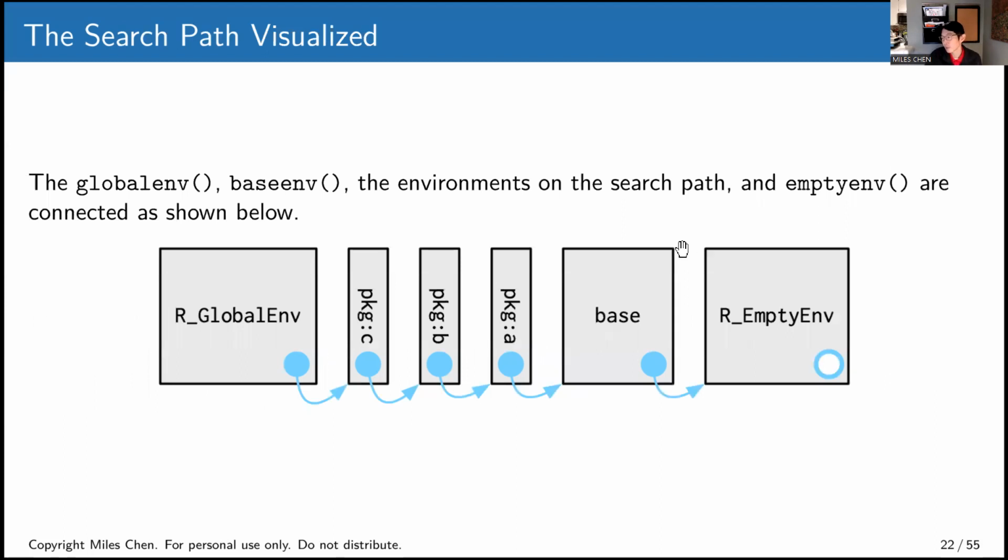And so this is kind of how the search path is visualized. You have the global environment, and then all of the libraries that you've loaded or that automatically get loaded when you start up, including package stats and stuff like that, until you have the base environment. And then the base environment's parent is the empty environment, and the empty environment has no parent.